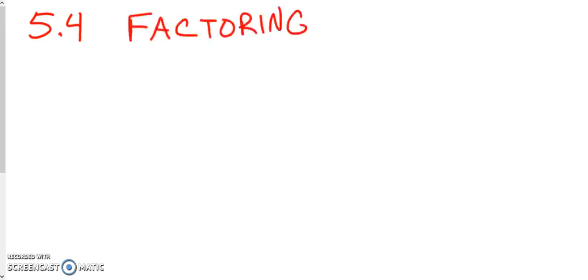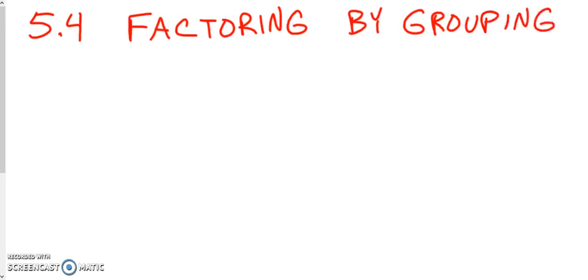All right, Bridges, this is section 5.4. I think this is going to be a two-parter, so this will be part 1. Factoring by grouping and special forms.